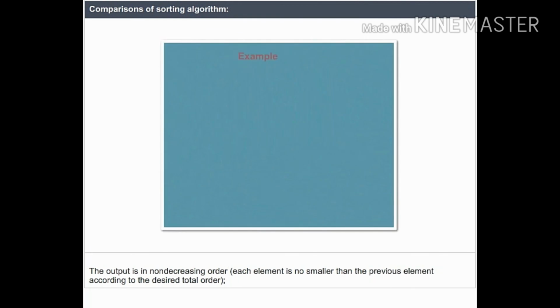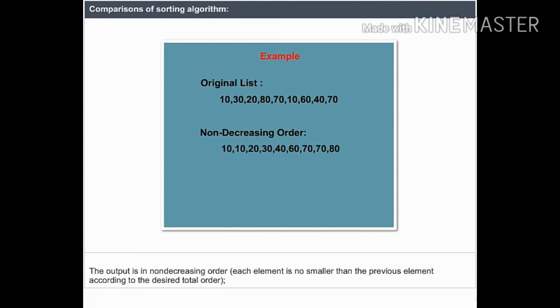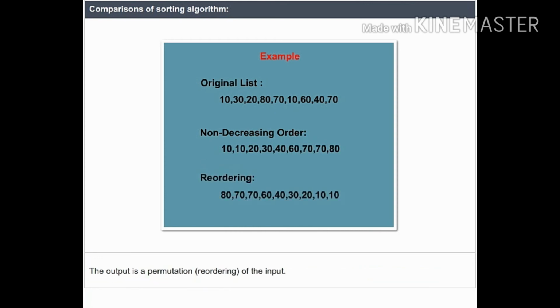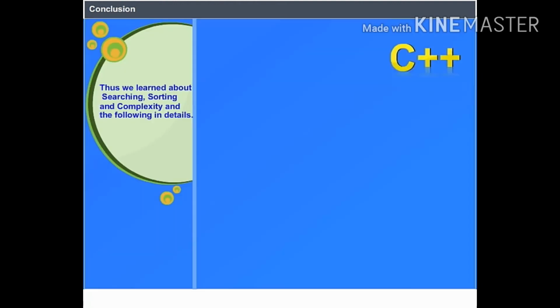The output is in non-decreasing order. Each element is no smaller than the previous element according to the desired total order. The output is a permutation, a reordering, of the input.